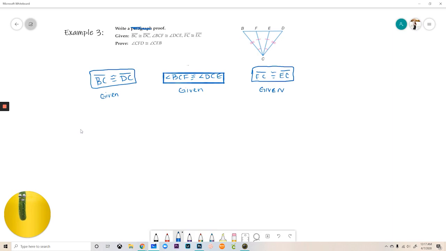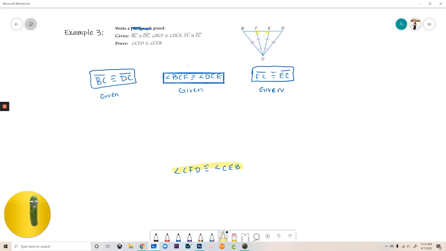And our goal is to get down to where angle CFD is congruent to angle CEB. Okay, so CFD. Here's our goal. That's what we're trying to get to. So I'm going to highlight that CFD. So this angle up here, we want to prove that it's congruent to this angle right here. Okay. So, well, we do know a couple things.